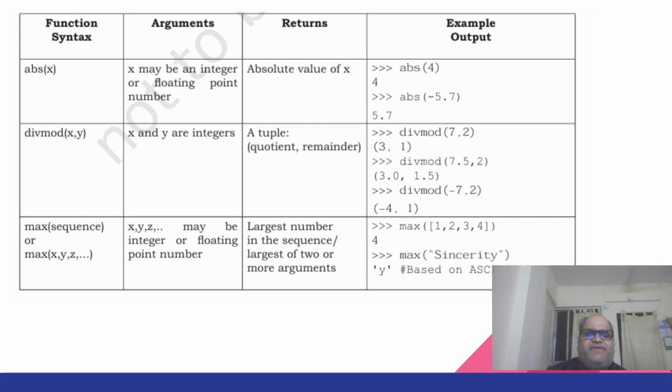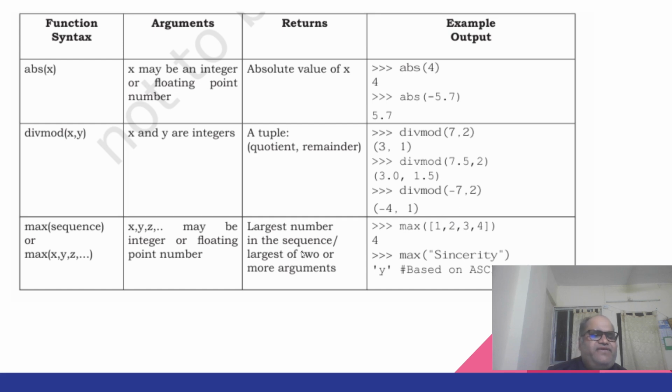When we look at divmod, here both x and y are integers, and what it returns is the quotient and remainder. So if you are looking at 7 and 2, it will return the quotient, which is 3, and the remainder, which is 1. With 7.5 and 2, what will it return? It will return 3 and 1.5.